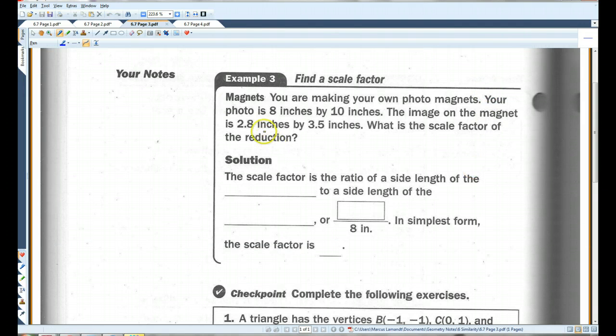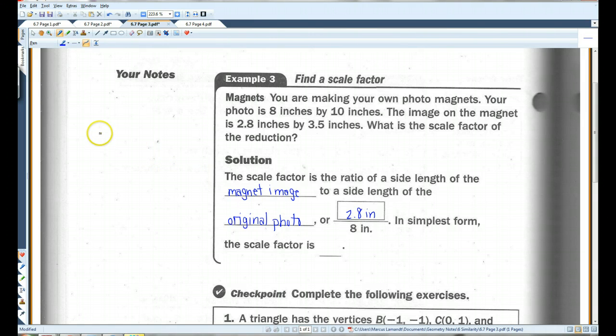Find a scale factor. You are making your own photo magnets. Your photo is 8 inches by 10 inches. The image on the magnet is 2.8 inches by 3.5 inches. What is the scale factor of the reduction? The scale factor is the ratio of a side length of the magnet image to a side length of the original photo. So 2.8 inches, because that's the magnet image, over 8 inches, because that's the original photo. You could use 3.5 and 10, but we just use this one instead.